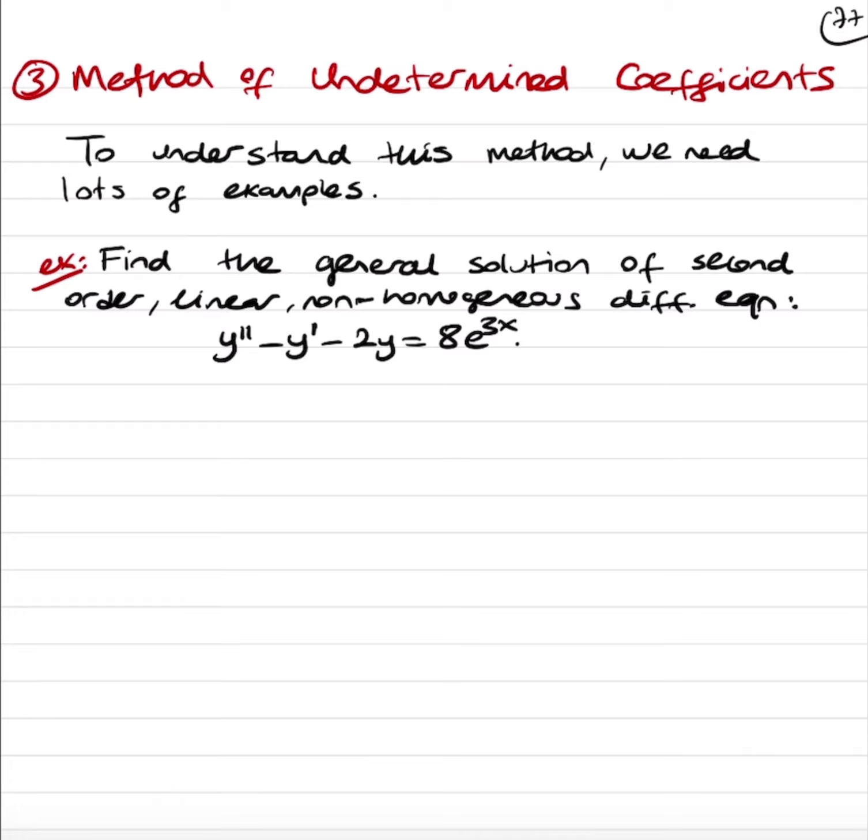Great, and as I said, we will learn the method of undetermined coefficients. To understand this method, we need lots of examples. So for this lecture, we will start with an example. Let's find the general solution of this second order linear non-homogeneous differential equation: y double prime minus y prime minus 2y is equal to, let's say, 8 e to the power 3x.